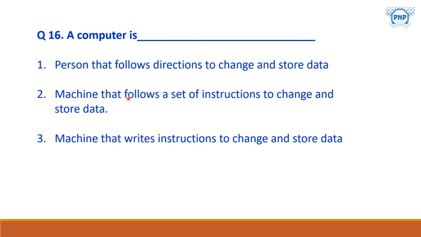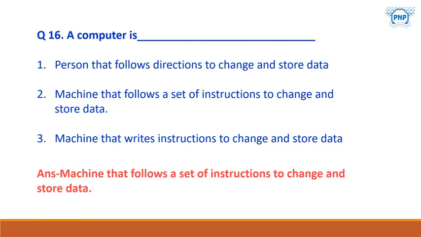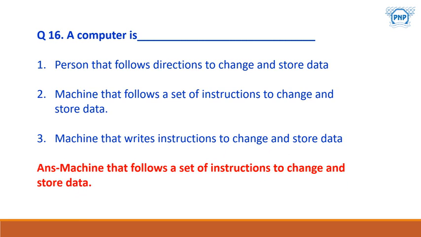A computer is a person that follows directions to change and store data, a machine that follows a set of instructions to change and store data, or a machine that writes instructions to change and store data. The correct answer is a machine that follows a set of instructions to change and store data.